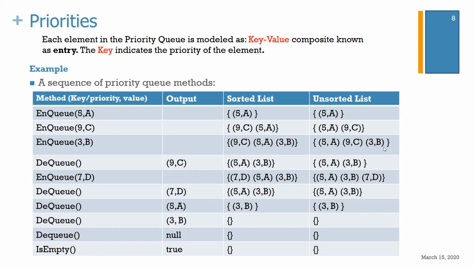It depends on priority. Very good, Ala. Why? Because this is the key priority. Okay? This is the key priority. We cannot NQ directly to the rear. Right? This is a sorted list. We cannot NQ directly to the rear.